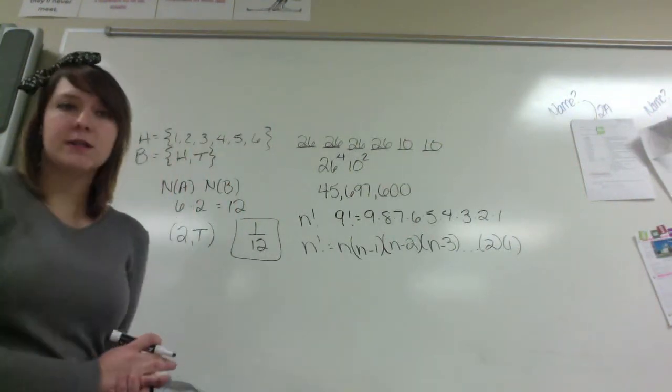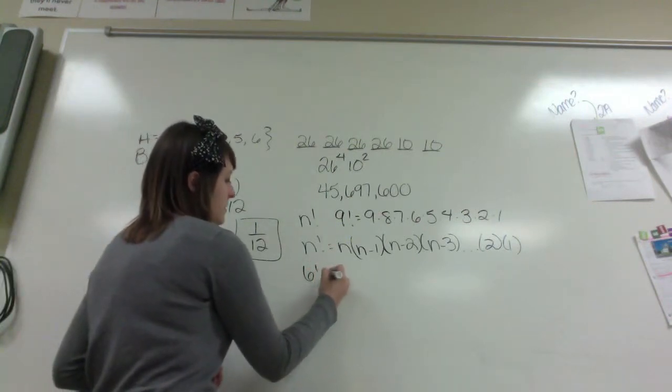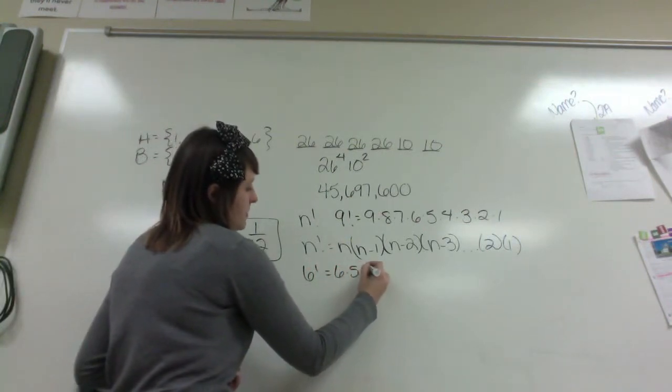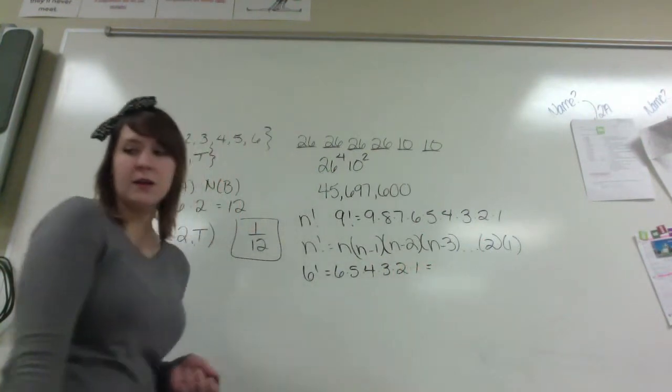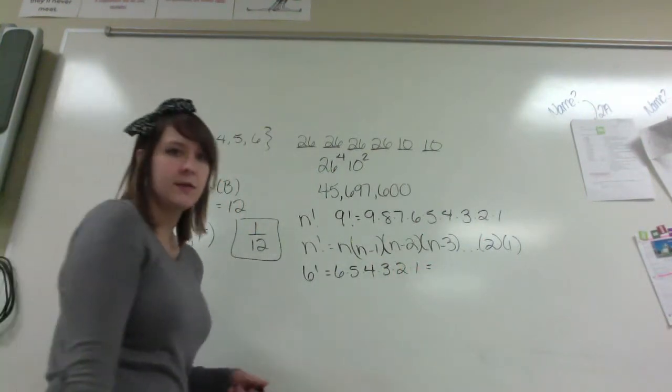Alright, so let's calculate 6 factorial. 6 factorial would be 6 times 5 times 4 times 3 times 2 times 1. If you plug that into your calculator, you're just going to get 720.